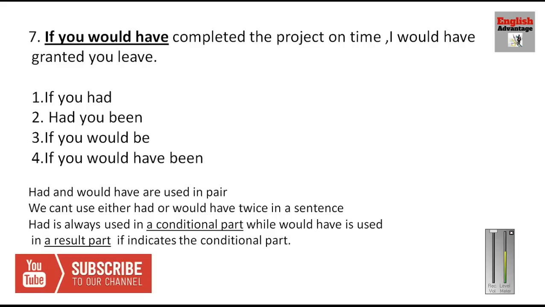If you would have completed the project on time, I would have granted you leave. This sentence is a case of past unfulfilled conditions. If the condition doesn't get completed, there is no result. In these kinds of sentences, we use "had" with "would have." There is a "had" in the conditional part, and the conditional part is indicated by the word "if." We always have "had" in the conditional part and "would have" in the result part. After this comma is the result part.